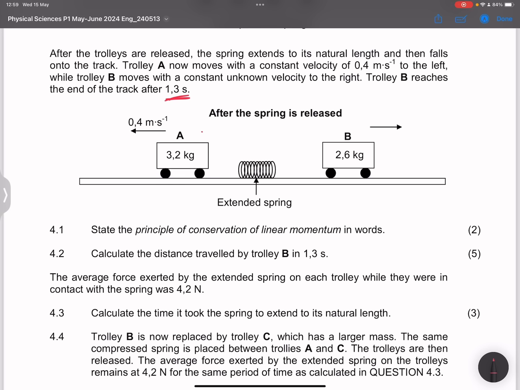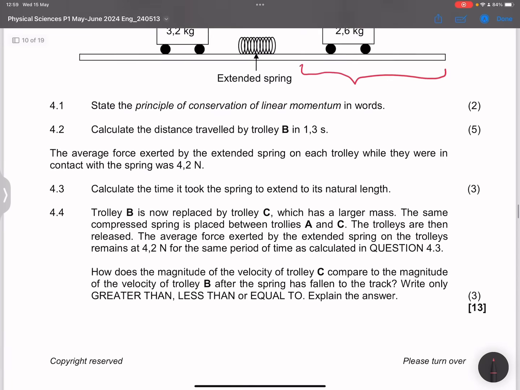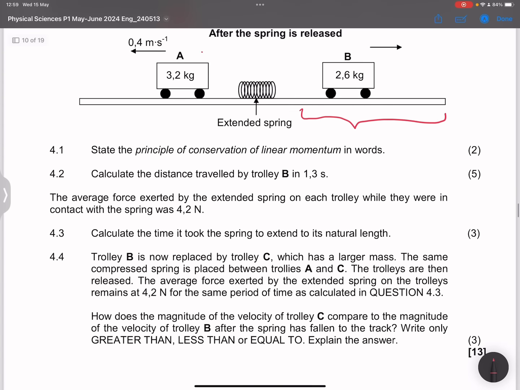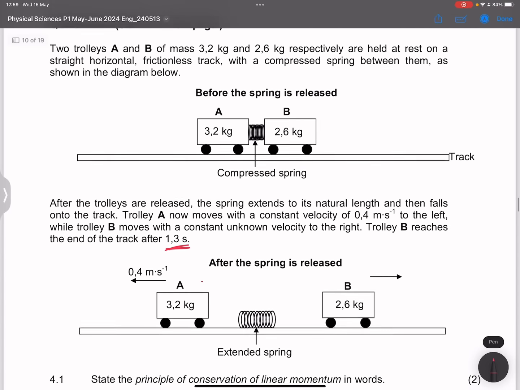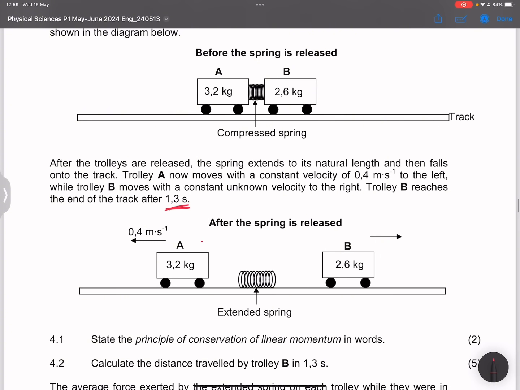They say calculate the distance traveled by trolley B. In order for us to calculate the distance traveled by trolley B, we would have to find out the velocity of trolley B after collision. So let's look for some space here. Let's do it over there. Momentum before collision equals momentum after collision. So the sum of their momenta before collision, the initial, is equal to the sum of their momenta after collision.